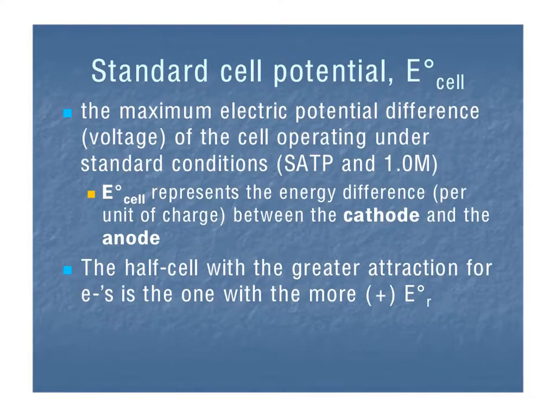So the standard cell potential is the maximum electrical potential difference, or in other words, the voltage, of a certain cell under standard conditions at SATP and 1 mole per liter concentration of aqueous solutions. This is only the maximum difference between the cathode and the anode. It's important to note that a bigger positive cell potential value means that the reactants, the oxidizing agent, are more likely to attract the electrons.